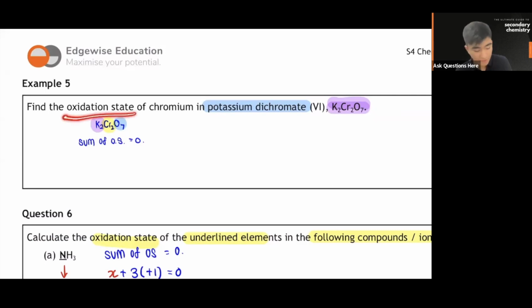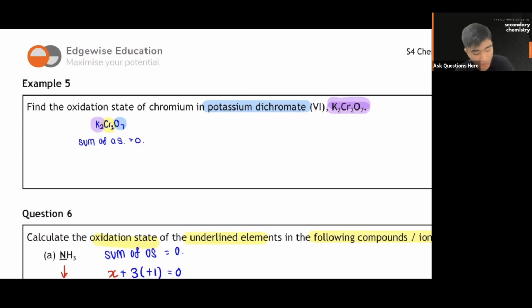The oxidation state of chromium, which is Cr. Natalie says the same too. Very good. The rest of us, I think we are on track to getting there. Let me explain to you how to get the answer.